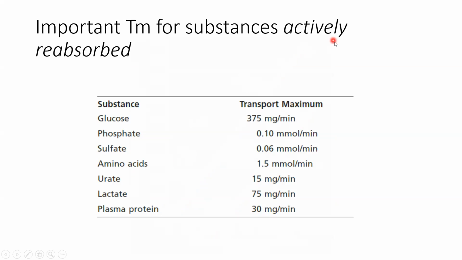There are some substances which have important TMs. One is obviously glucose. Then you have phosphate, sulfate. Look at amino acids. Some amino acids, when they come in, are taken up as well. And look at plasma proteins. Even plasma proteins can sometimes, in some diseases, come as such, as a whole, and they also have a transport maximum. They can be reabsorbed to some extent, but obviously not to a very big extent.